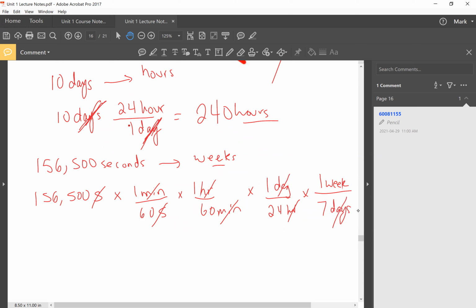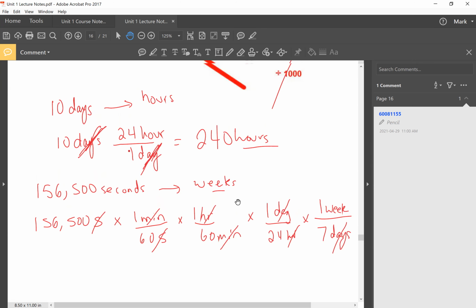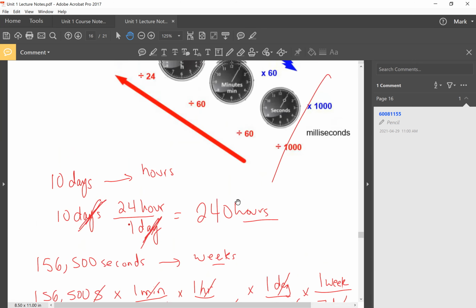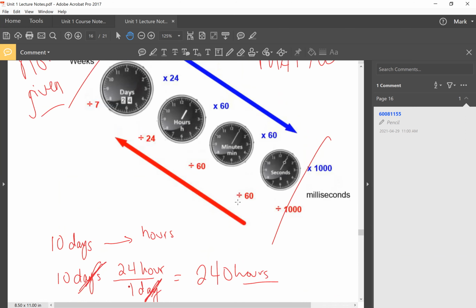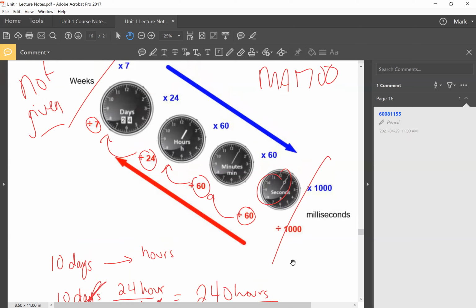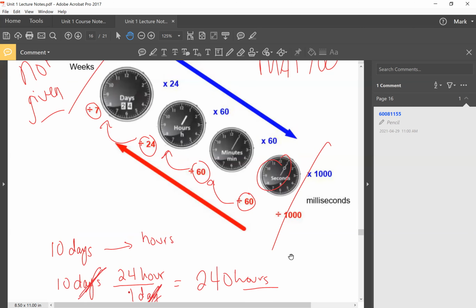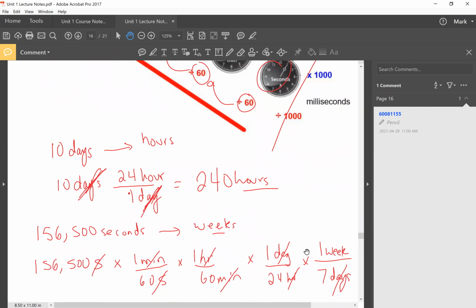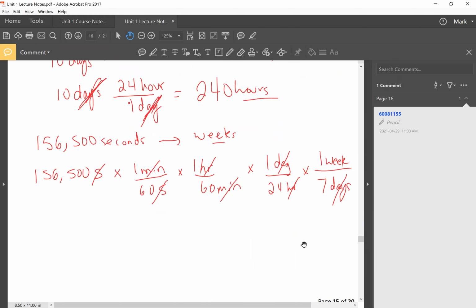So days cancel. This looks pretty intense, but basically I'm following this guide here. I'm taking that number, I'm at seconds, and I'm dividing it by 60, dividing it by 60, dividing it by 24, and then dividing it by 7. You can memorize this chart if you want, but I'm more of a dimensional analysis kind of guy. Now, I have no idea what the answer is, so let's see what we get. My dream is that this will be a nice number.